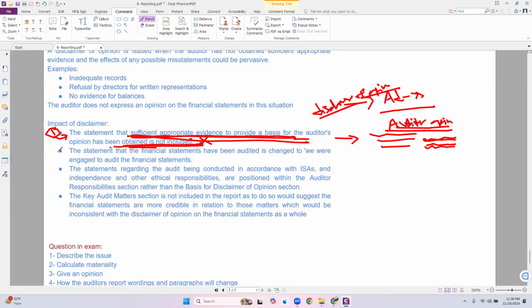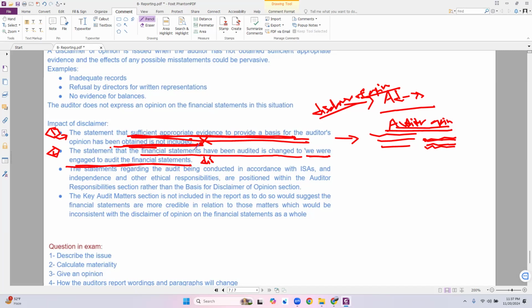The number two thing that you must remember: the statement that the financial statements have been audited is changed to we were engaged to audit the financial statements. What the heck? Yes. So in every single auditor's report, within the auditor's opinion paragraph, the auditor's opening line is that we were employed to audit XYZ company's financial statements. Now this statement will change and it will state, we were engaged to audit the financial statements. And this is done within disclaimer of opinion.